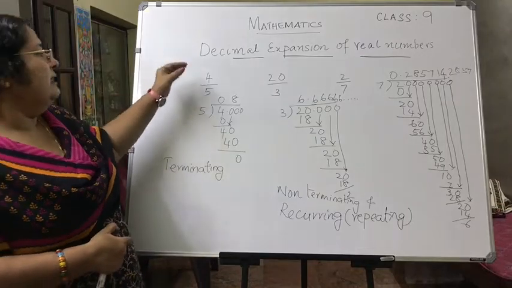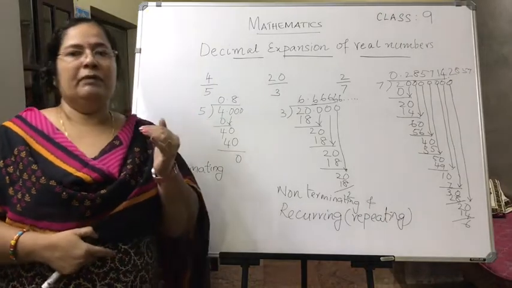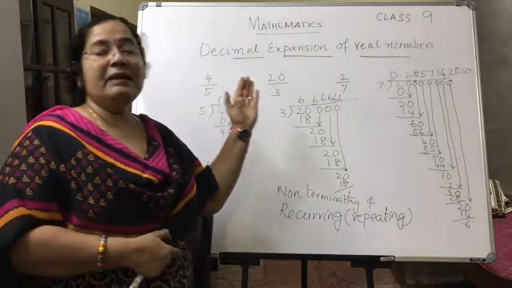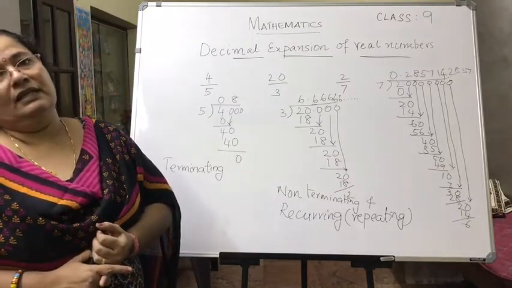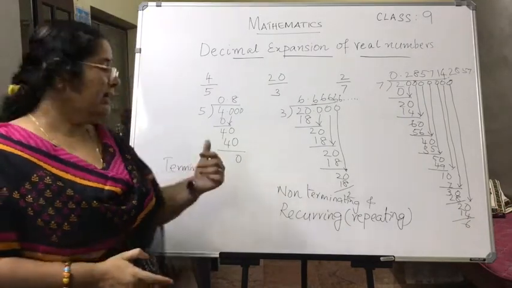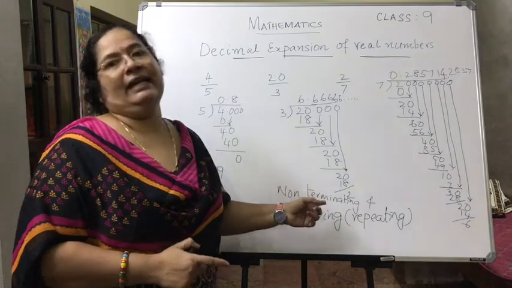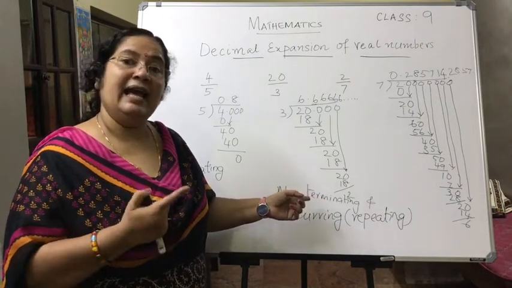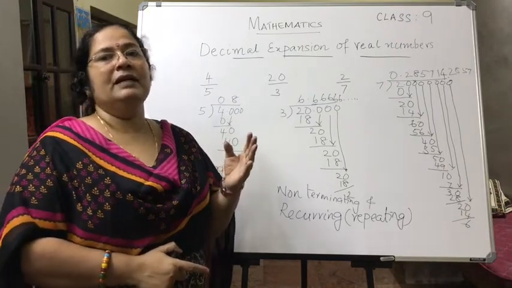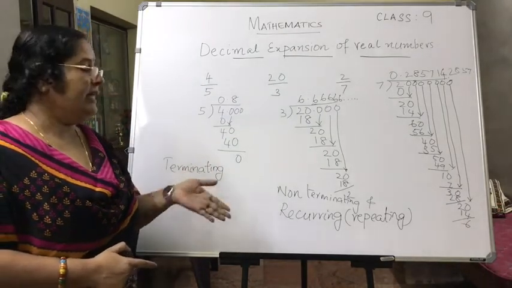Now as you have seen, this 4 by 5, 20 by 3 and 2 by 7, they are all what type of number? They are rational numbers. So we have seen the decimal expansion of rational numbers. The decimal expansion of rational numbers can be either terminating or non-terminating and recurring. So there are two cases for rational numbers. If you take the decimal expansion of rational numbers, either it may terminate or it may be non-terminating and recurring.